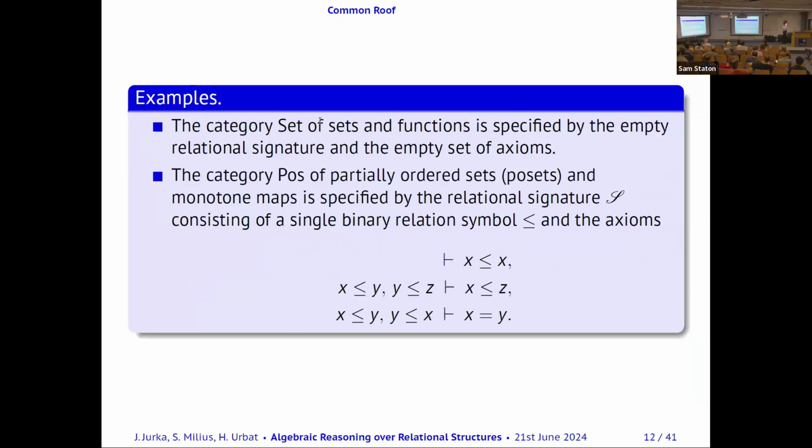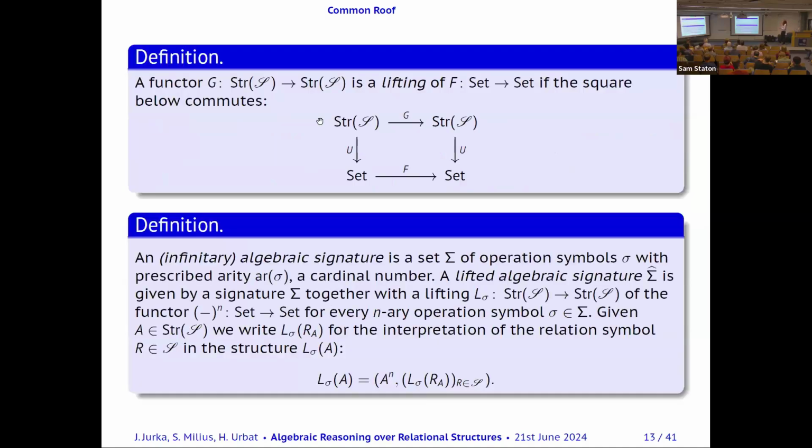Now, here are some simpler examples. So a very simple one, category of sets and functions. So it's just empty signature and empty set of axioms. And posets, so it's signature containing one binary relation, and then these 3 simple axioms that everyone knows. So that's one way this generalized quantitative algebra stuff is generalized.